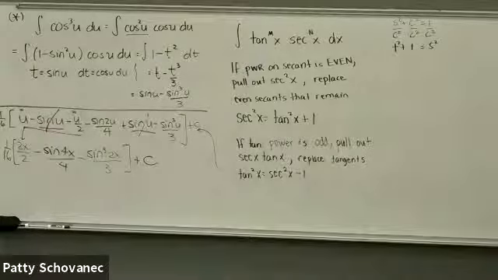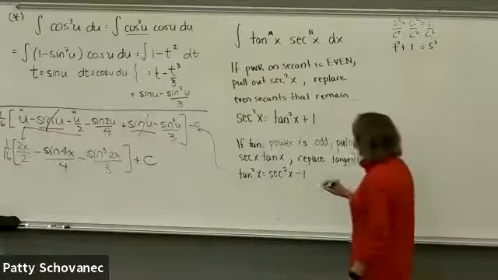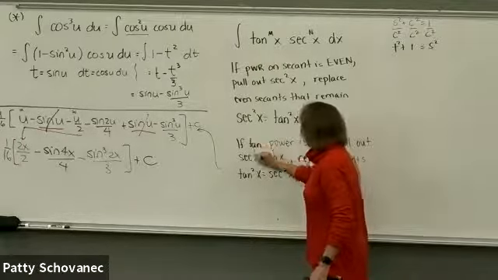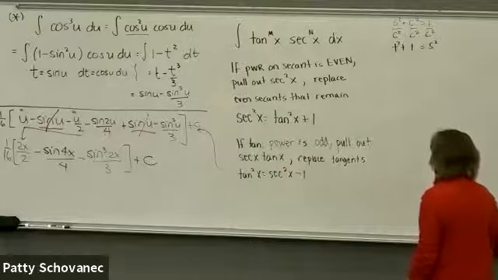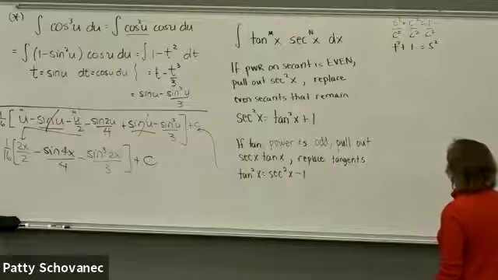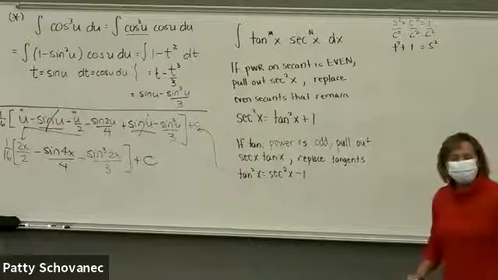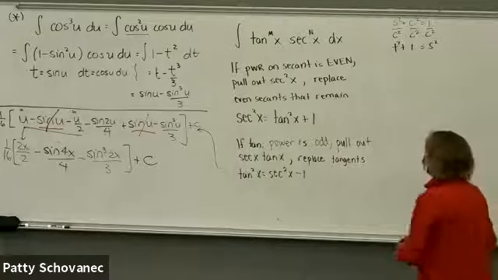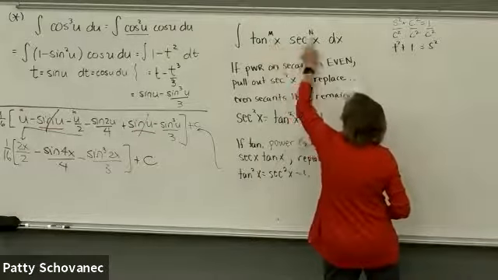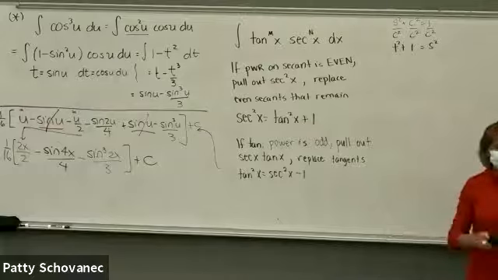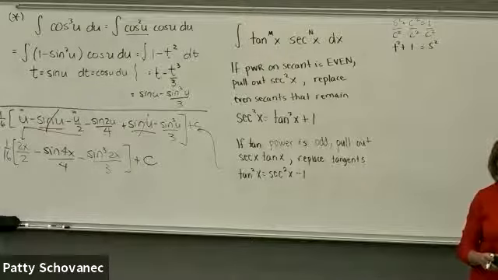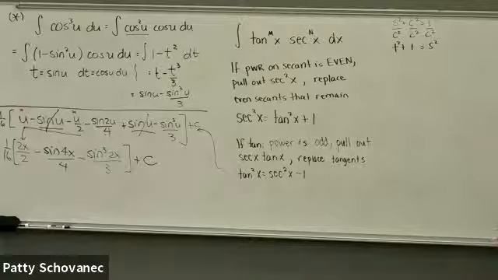So the case that I'm leaving out is if the tangent power is even and the secant power is odd. If this is even and that's odd, then sometimes we end up doing integration by parts. Okay, but let's do the first two cases, and then we'll see if we can stumble into the other ones.